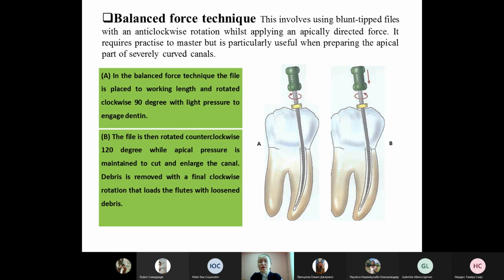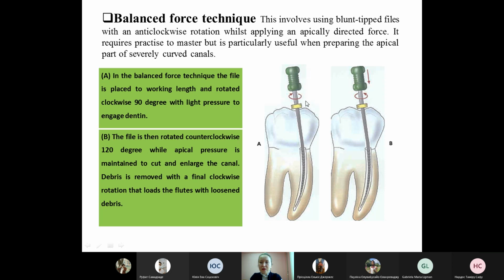So this involves using blunt tipped files with an anti-clockwise rotation whilst applying an apically directed force. It requires practice to master, but is particularly useful when preparing the apical part of severely curved canals. So actually this technique is advocated for severely curved canals.